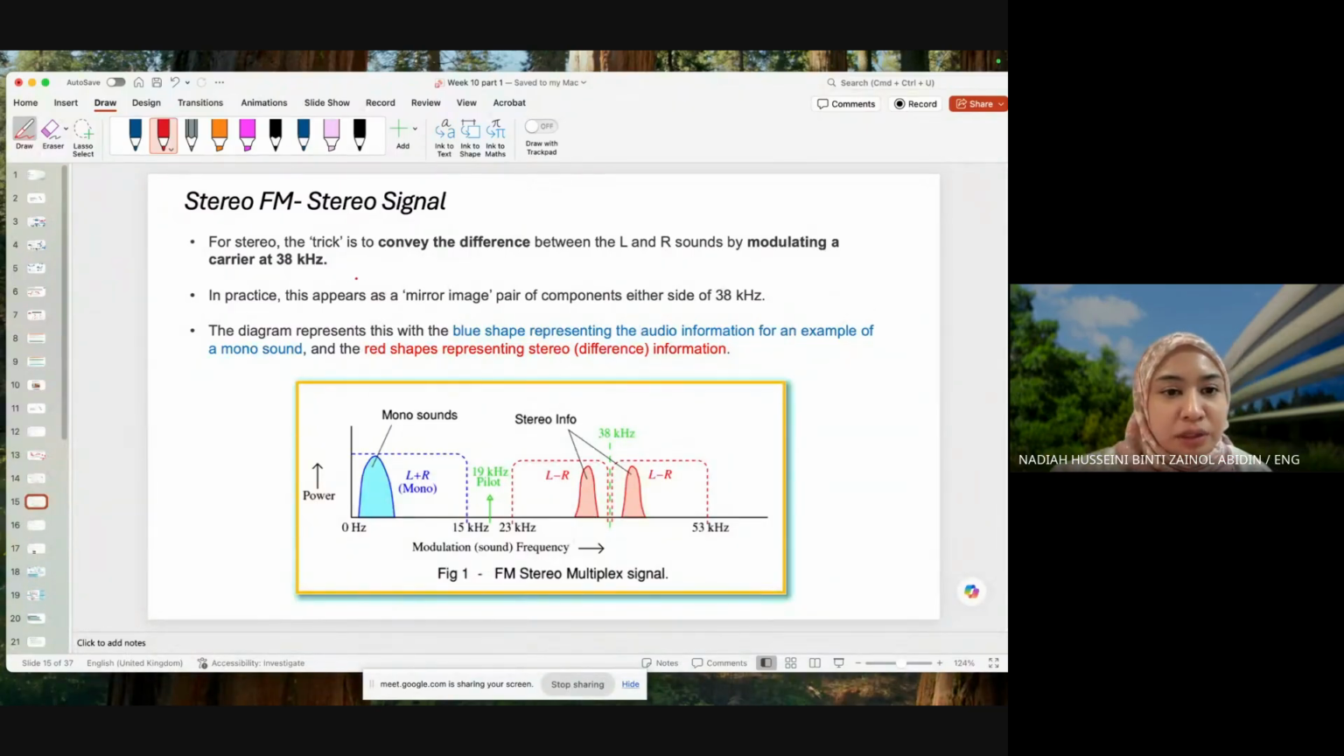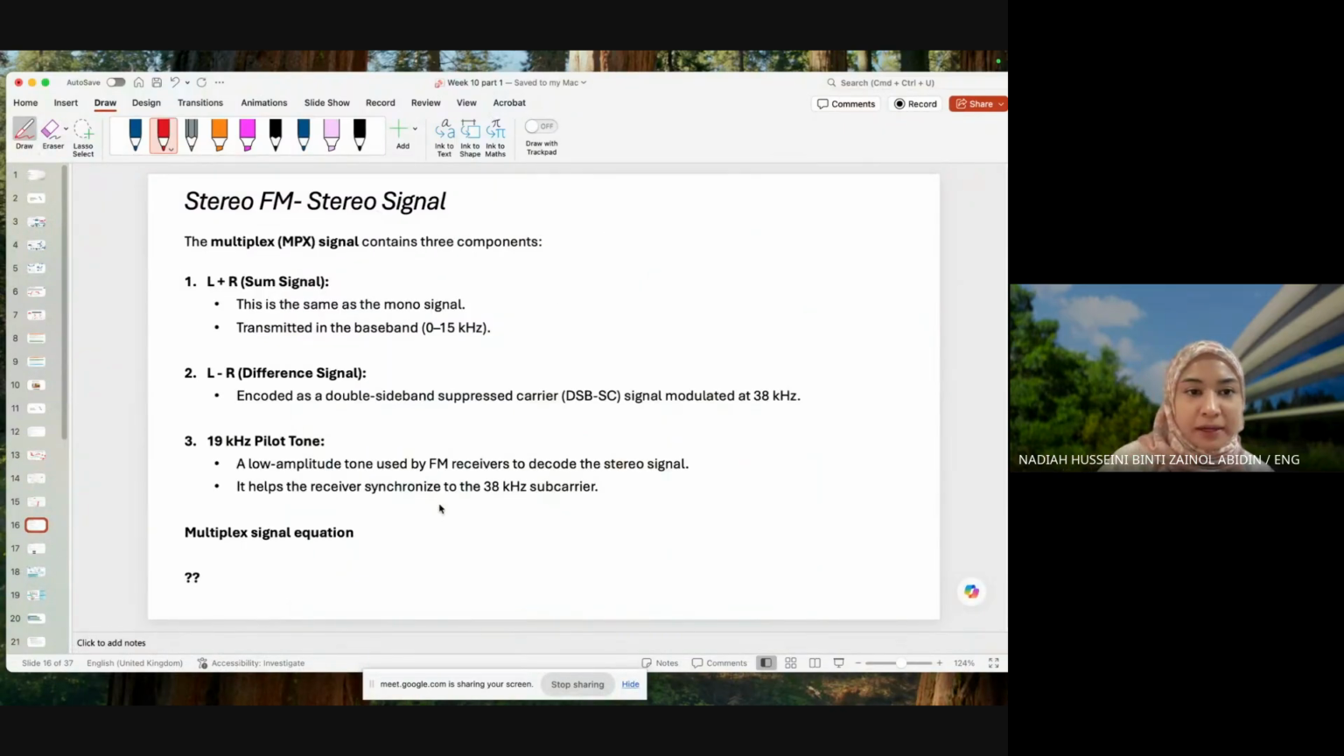For stereo, the trick is to convey the difference between L and R sounds by modulating a carrier at 38 kilohertz. In practice, this appears as a mirror image, components either side of 38 kilohertz. The diagram represents this blue shape, representing the audio information for an example of a mono sound, and the red shape representing stereo. So this guy is stereo, this is mono, right?